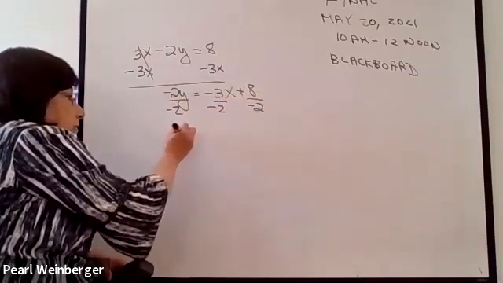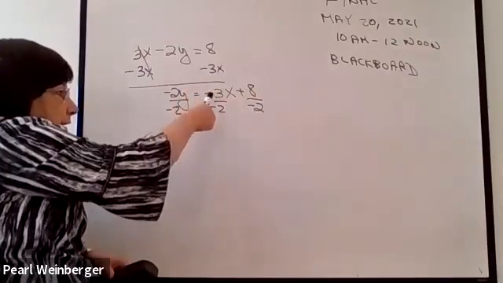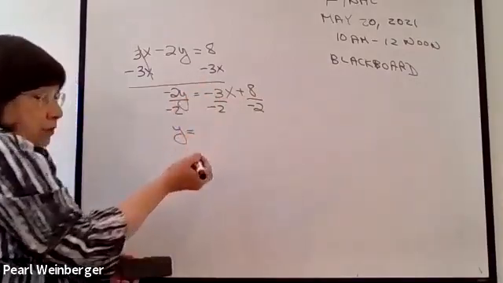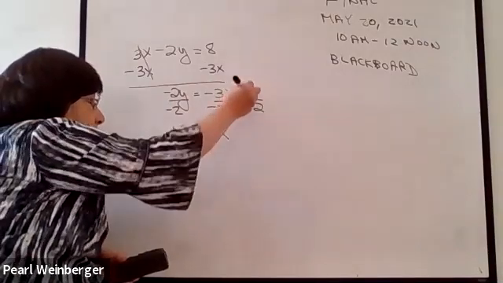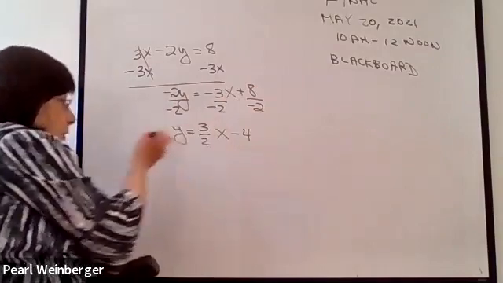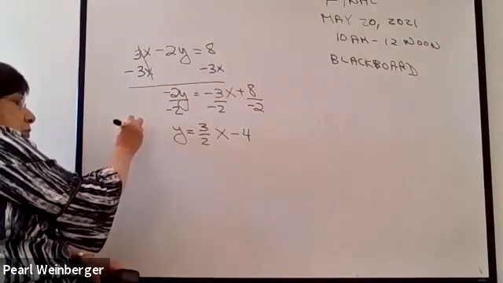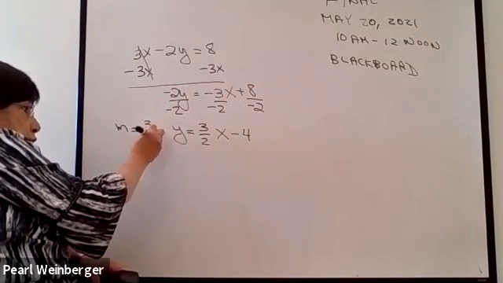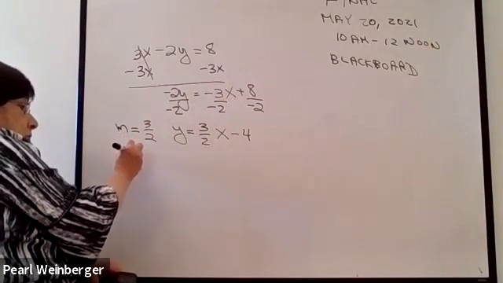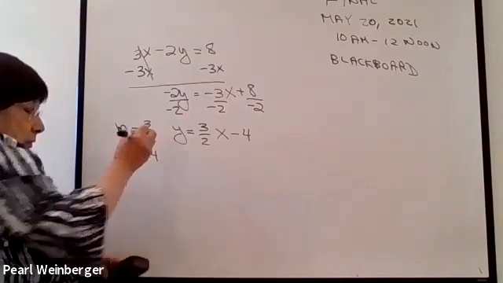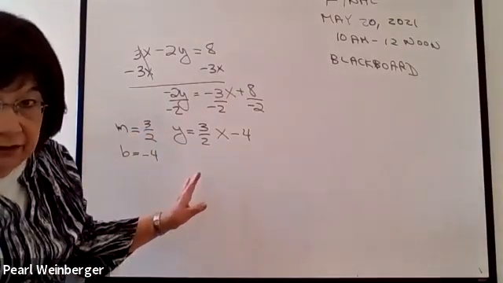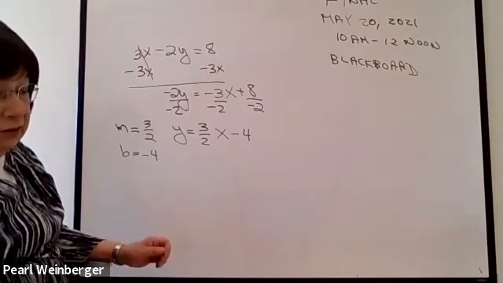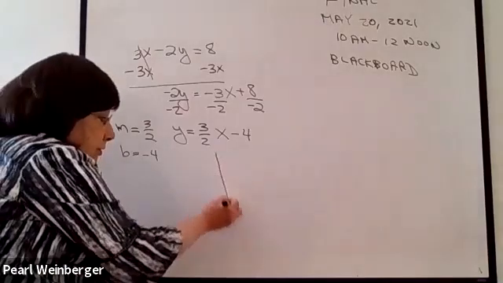So in y equals mx plus b form, I get negative 3 over negative 2. Well, negative over negative is positive, so it's 3 over 2 x. And 8 divided by negative 2 is negative 4. So in this case, my slope is 3 over 2, and my y-intercept is negative 4. So far, okay? Yes, Professor. So now if we wanted to graph this, here's what we would look for on the graph.